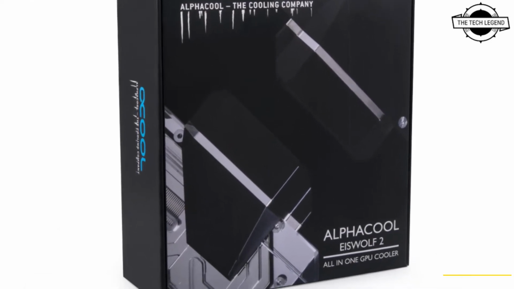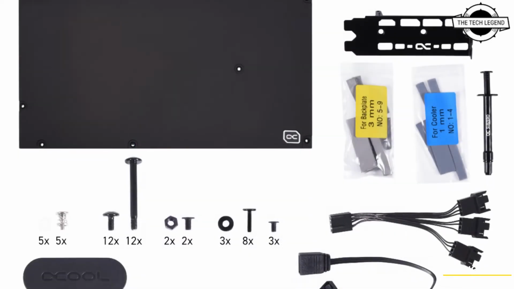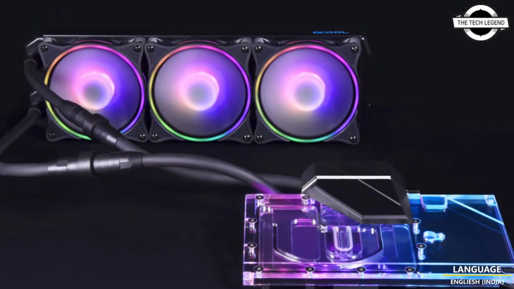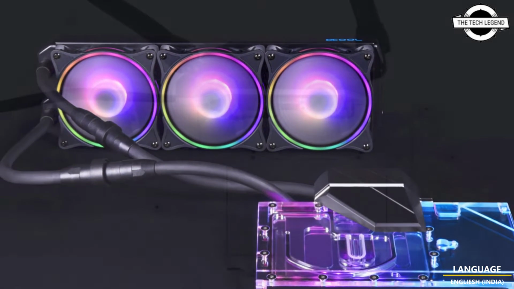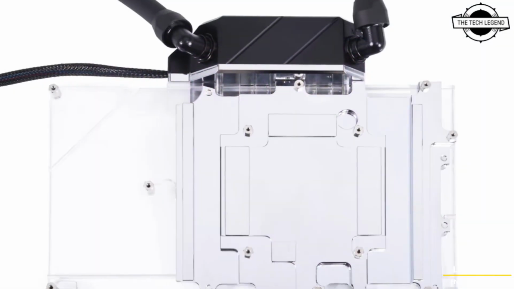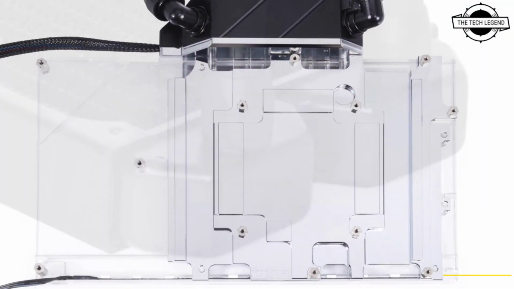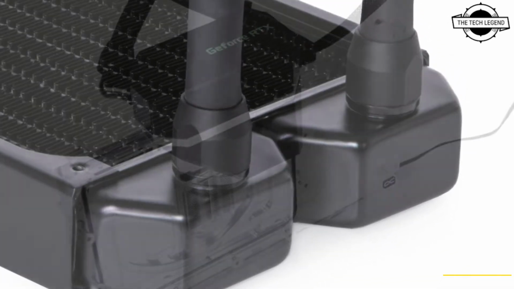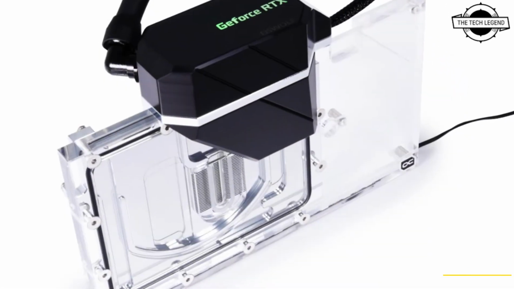So friends, today I will talk about Alphacool Eiswolf 2 for 3090 Ti Founder Edition AIO VGA cooler. So friends, Alphacool presents the Eiswolf 2 all-in-one solution for GeForce RTX 3090 Ti Founder Edition graphics card. And friend, it uses the Alphacool 360mm NexXxoS ST30 full copper radiator.